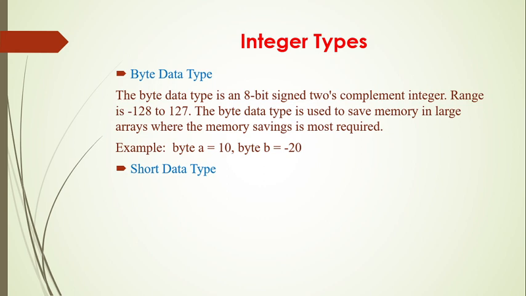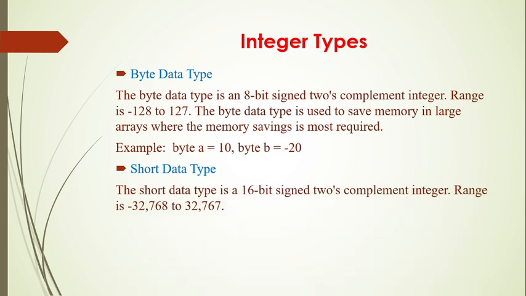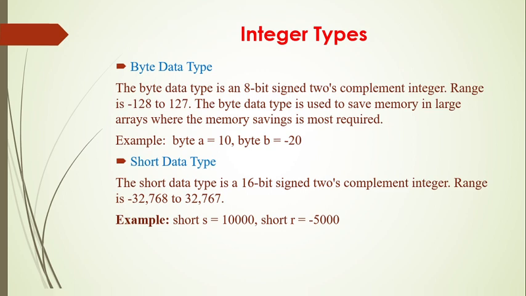Next one is the short data type. The short data type is a 16-bit signed two's complement integer and its range is minus 32,768 to 32,767. For example, short S equals 10,000 or short R equals minus 5,000.